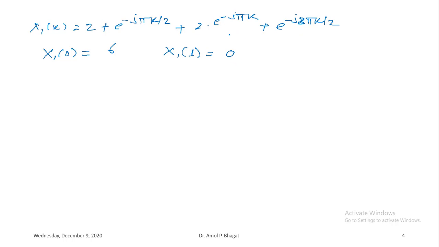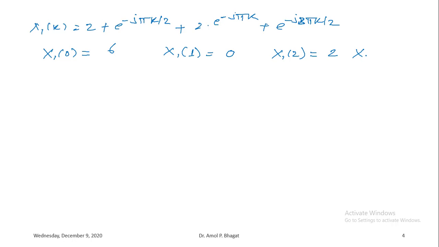You can compute those values directly on a calculator, or you can identify the values in terms of cos and sine. Similarly, for x1 of 2, substituting k equals 2, again here I will get 2 plus e to the power minus j pi, plus 2 into e to the power minus j 2 pi, plus e to the power minus j 3 pi. So again it will be the value 2.